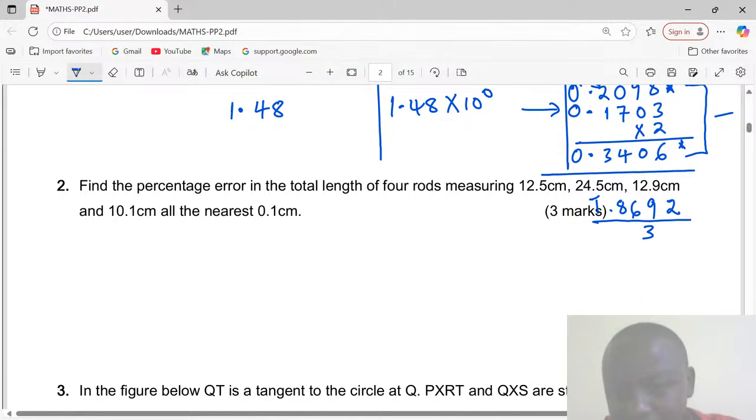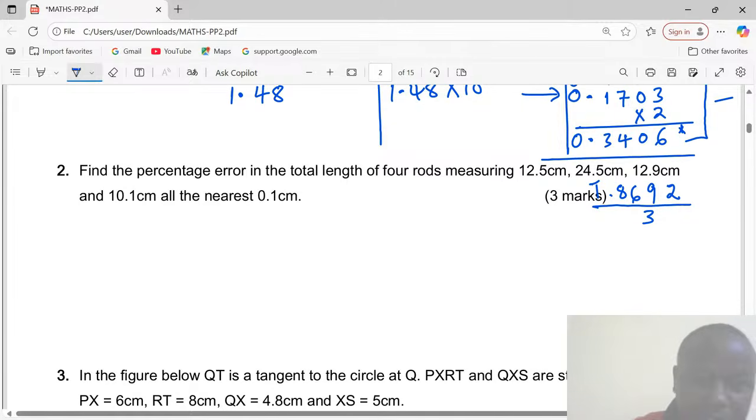In the process of dividing by 3, we ask ourselves, is the characteristic, that is the whole number part of this log, divisible by 3 without a remainder? Or is it a multiple of 3? And it's a no. Bar 1 is not a multiple of 3. So how can we make it 3 or a multiple of 3? We make it 3 by borrowing 2. It's a bar 1, so when we borrow 2 from bar 1, it becomes bar 3. So bar 3, we divide it by 3.